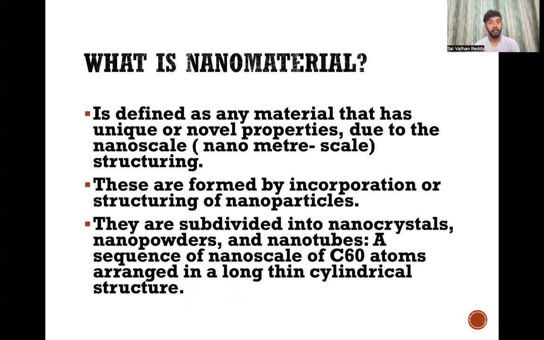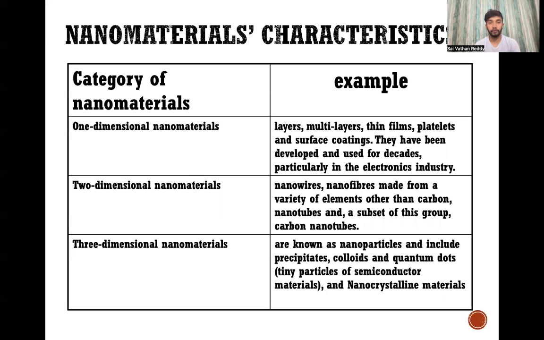And what is a nanomaterial? It is defined as any material that has unique or novel properties due to the nanoscale, which is the same as nanometer scale structuring. These are formed by incorporation or structuring of nanoparticles, and they are subdivided into nanocrystals, nanopowders, and nanotubes, which are a sequence of nanoscale of 360 atoms arranged in a long, thin cylindrical structure.